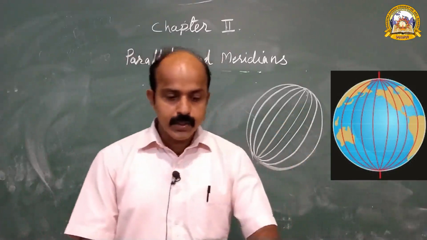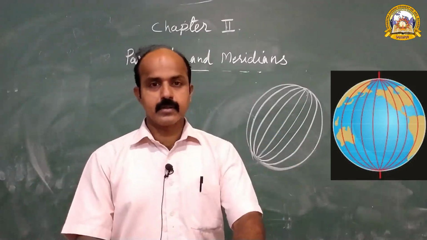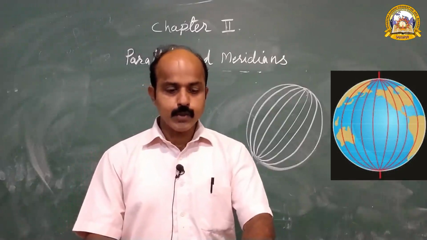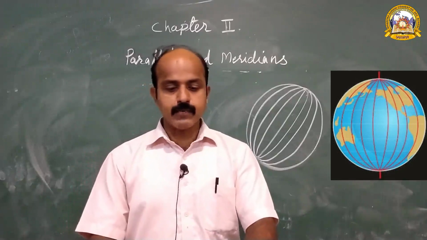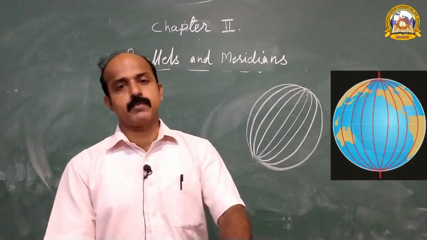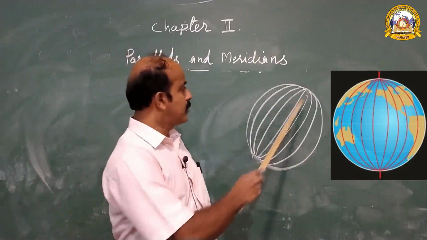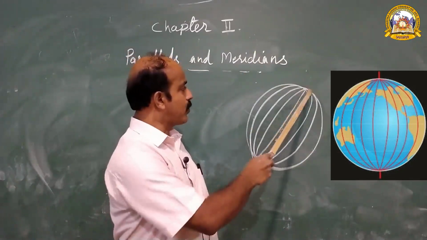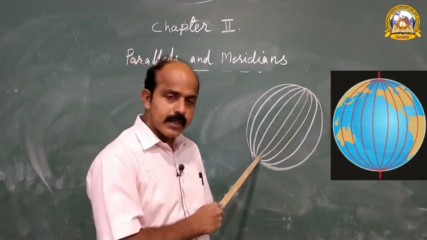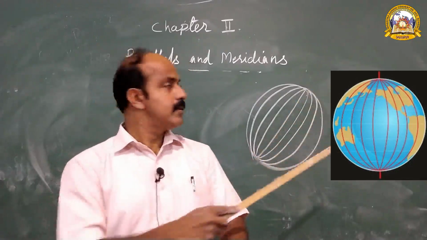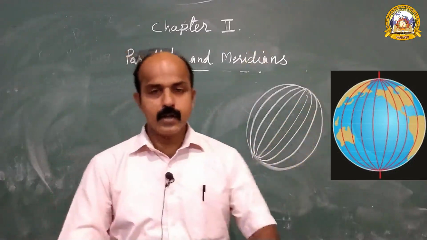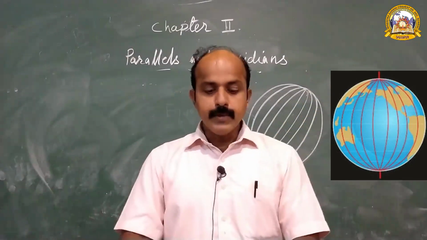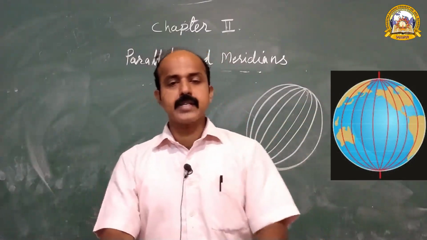The distance between any two meridians decreases as we move away from the equator towards the poles. As I told you, from here towards both the poles, the distance will decrease. Why? Because of the size of the Earth.